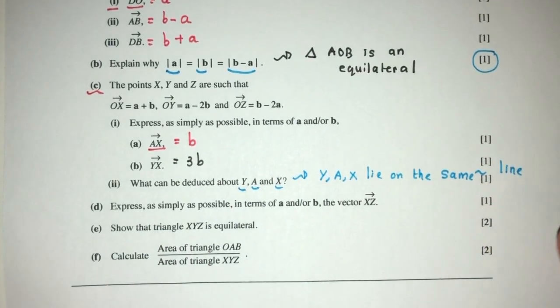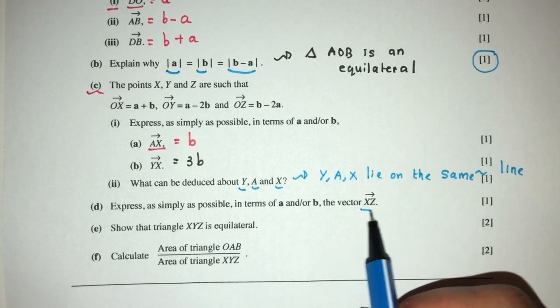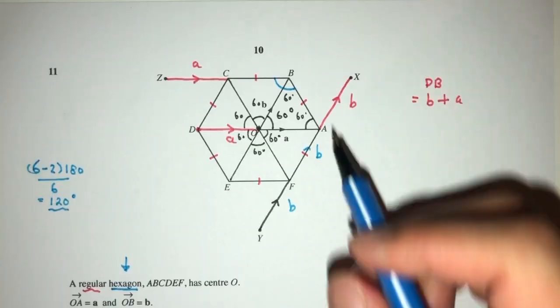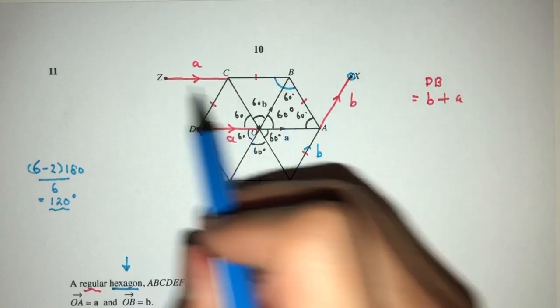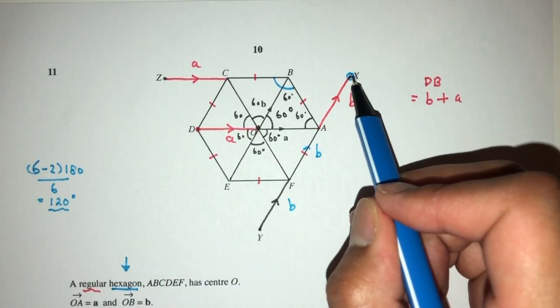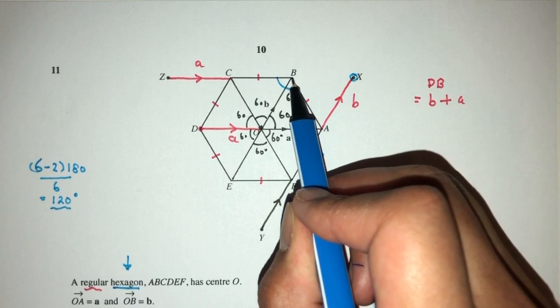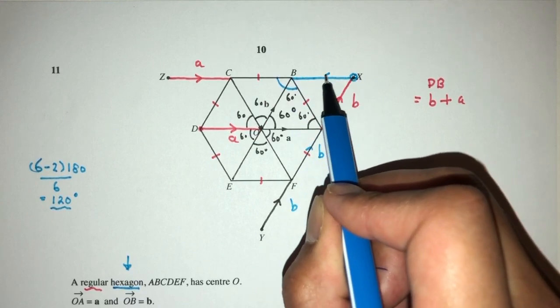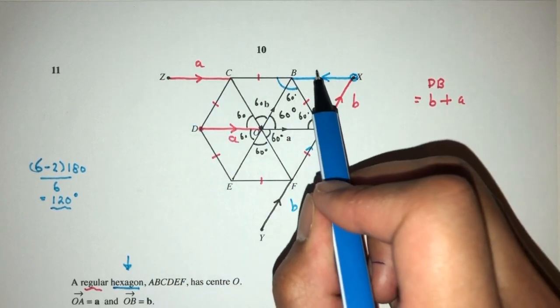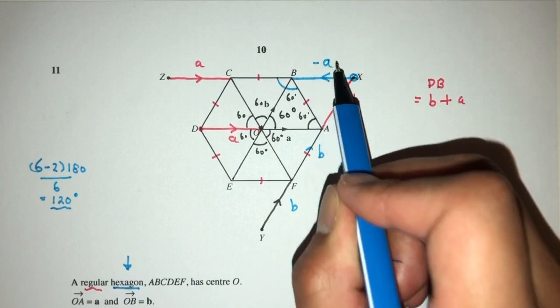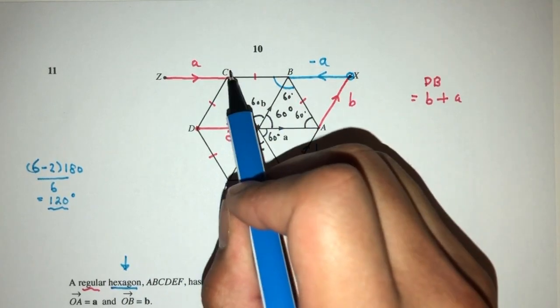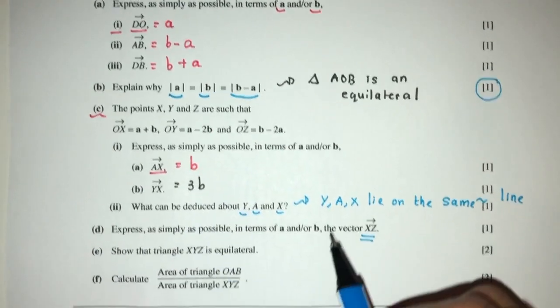So part D, express as simply as possible the vector XZ. So X is there, going to Z, pretty easy. That will be what? Here in this direction it is A, going back will be minus A. So minus A, minus A, minus A. That will be minus 3A.